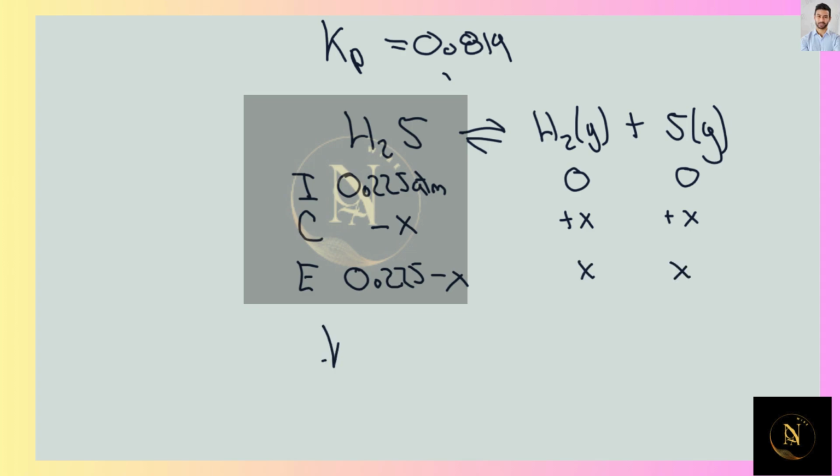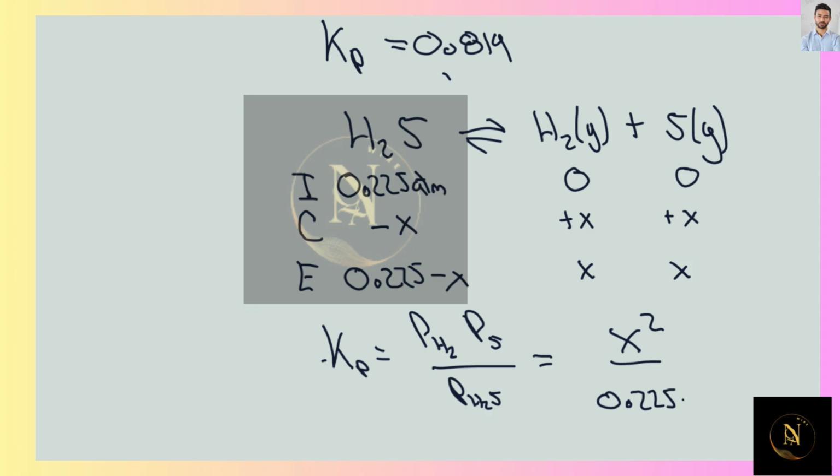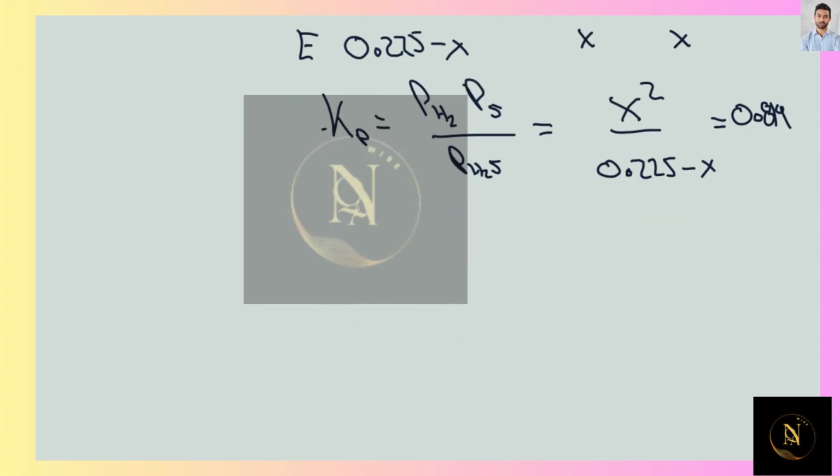If we write down the value for Kp, Kp is going to be pressure of H2 times pressure of S divided by the pressure of H2S. This becomes x squared divided by 0.225 minus x. And this value is given to us and is 0.819. So what we need to do is to solve for this quadratic expression. What this becomes is 0.819 times (0.225 minus x) is equal to x squared.